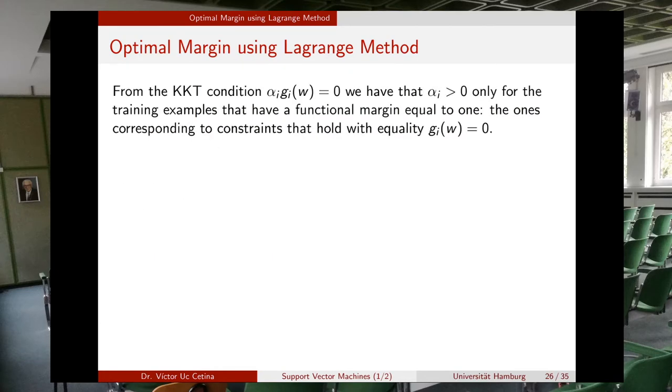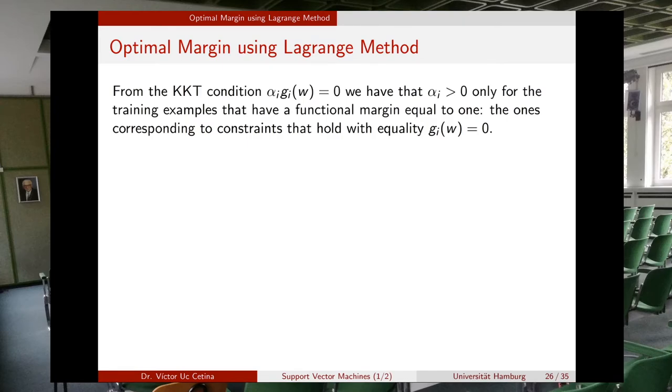Now, from the KKT conditions, we saw that this is an important condition. The product of the multiplier alpha and the corresponding constraint i should be 0. And we have that alphas also should be larger than or equal to 0. But there's a special case where alpha is going to be 0 only for the training examples that have functional margin equal to 1.